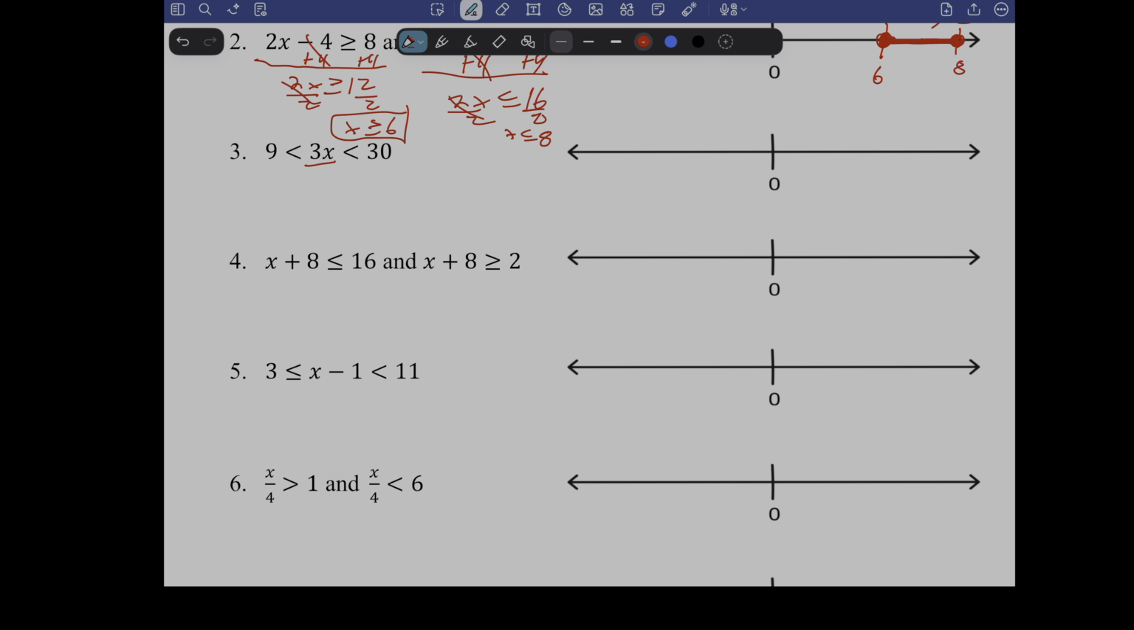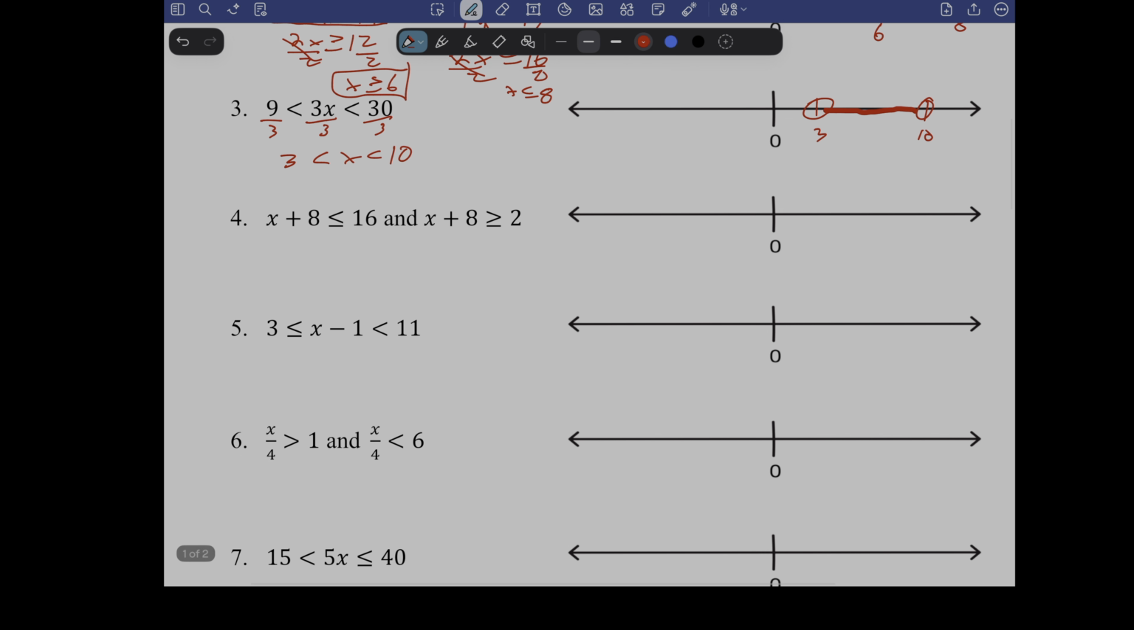Now remember, if you do something to one, that's 3 times x, so we're going to divide. You're going to do it to all 3. So I'm going to get 3 is less than x, which is less than 10. Now this one, there's no equal sign, so these will be holes. So I'm going to have a 3, and I'm going to have a 10, a hole, and a hole. And when the x is in between, that's when we shade the in between. Okay? Let's go on to number 4.